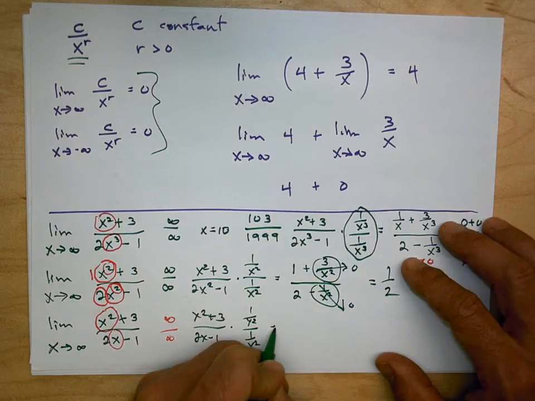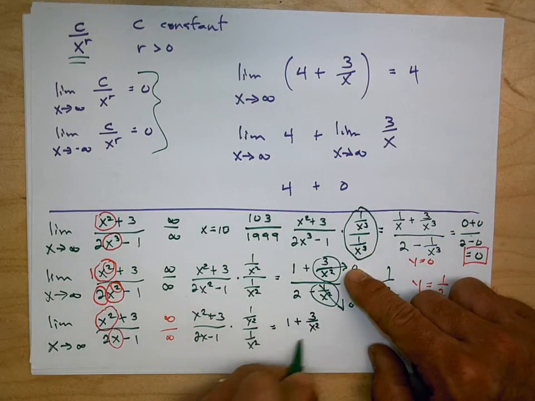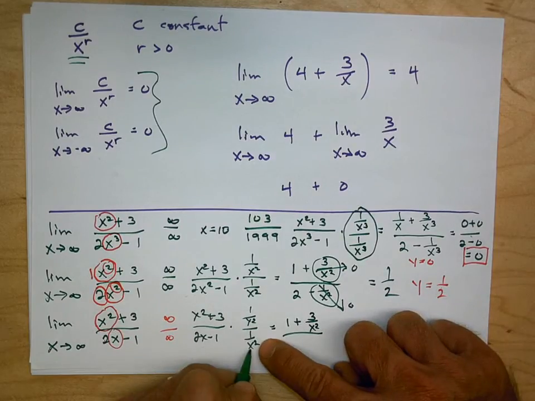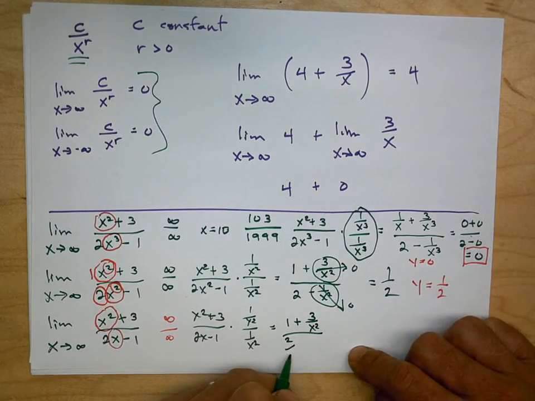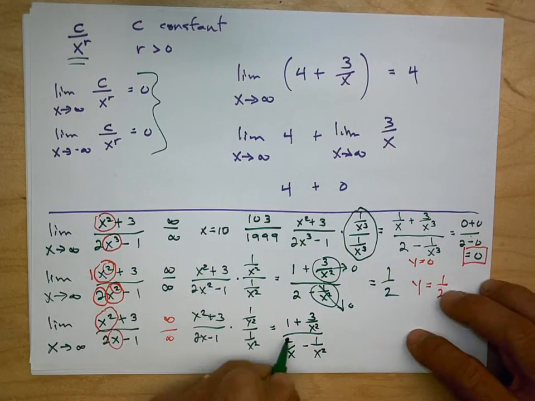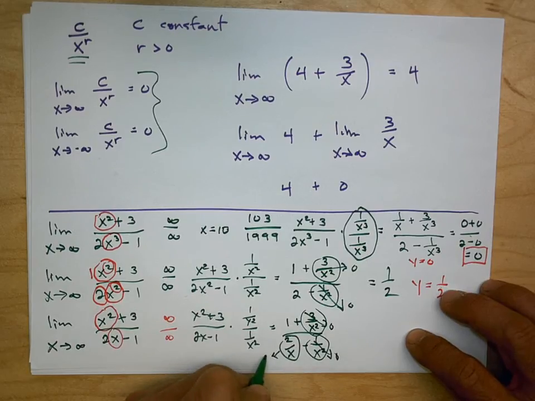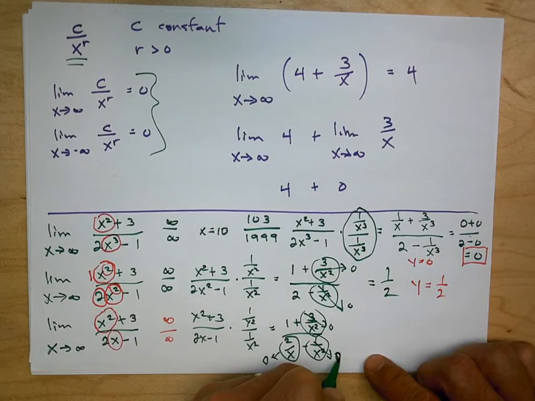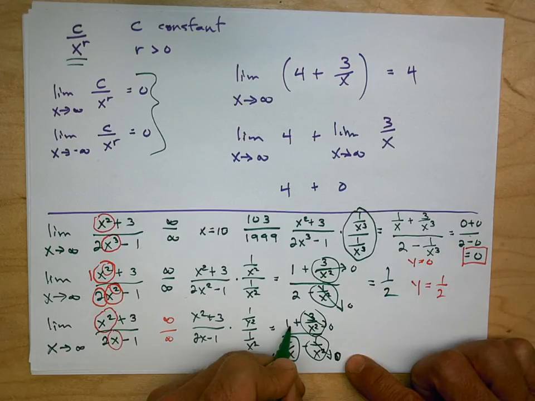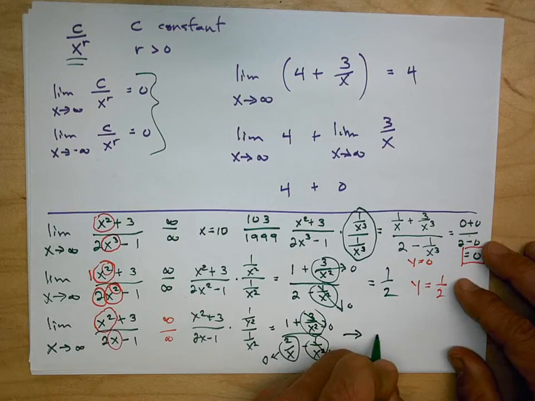That's going to leave me with 1 plus 3 over x squared. And down here, 2x over x squared leaves me with 2 over x minus 1 over x squared. So these already, we know this will go to 0, this will go to 0, this is tending to 0. So the denominator is going to 0 while the numerator is going to 1. And so we're taking 1, dividing it by smaller and smaller and smaller numbers. This is going to go to infinity.